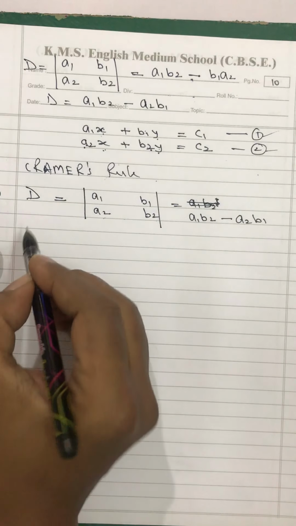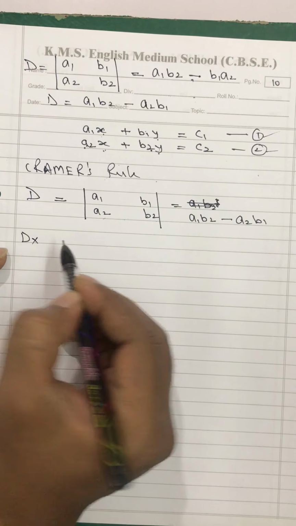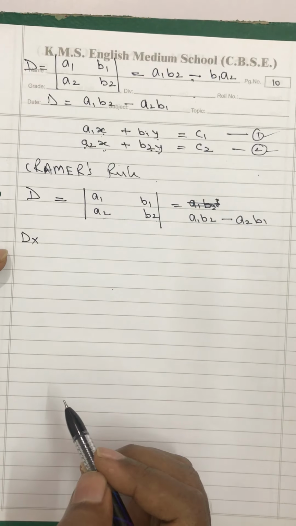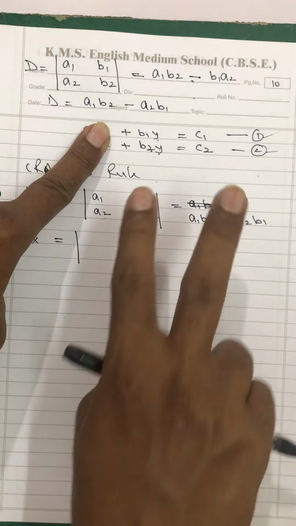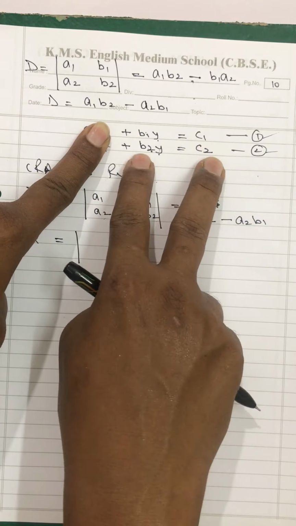Then we have to find Dx. What is Dx? When you are going to find Dx, you have to ignore the coefficients of x and deal with the constants and b1, b2. But what is the arrangement? Same arrangement, b1, b2, c1, c2, but you will swap these two like this. Means c1, c2 will be written first and b1, b2 will be written later. This will give you the value of Dx.